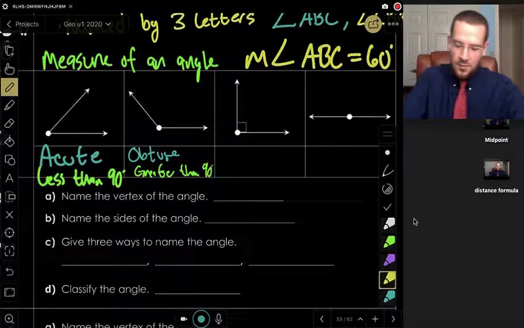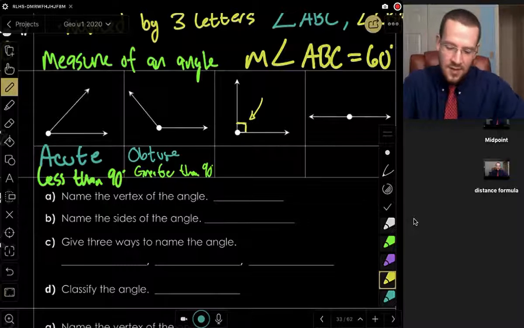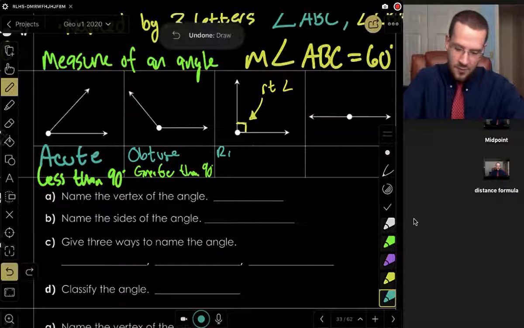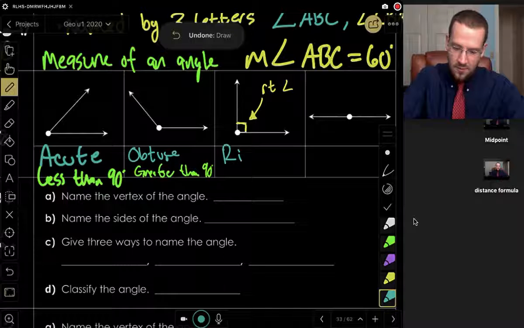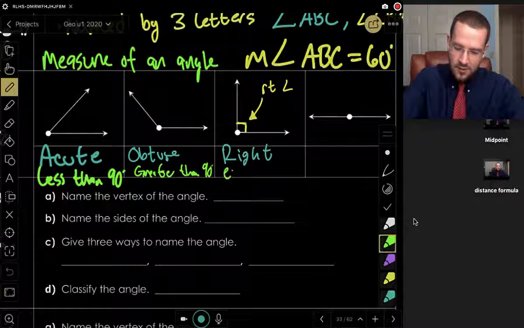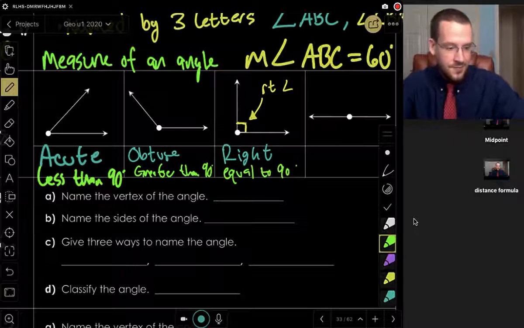And notice that this one in here has this little box. That's the visual significance. That's a visual indicator that this is a right angle. So that's how we abbreviate that. So this is a right angle. Let me just write that a little bigger. And this is equal to 90 degrees.